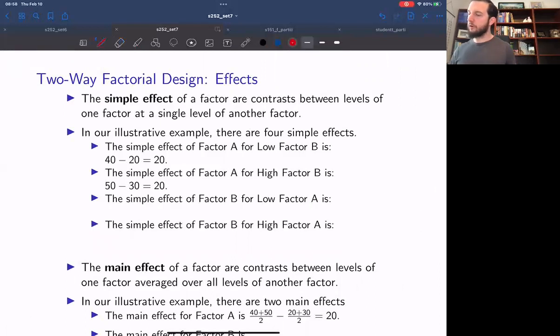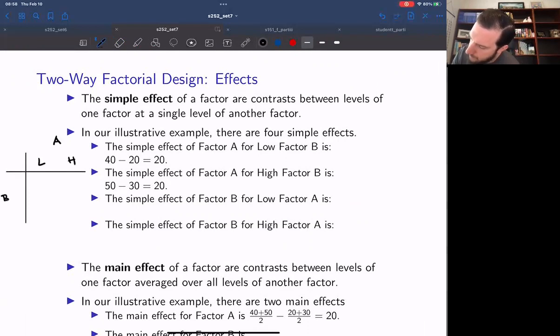The first term is the simple effect. The simple effect is just the difference in means between two levels, fixed at one level of the other variable. For example, I'm just going to sketch out the contingency table here for reference. We have A, low, high, and B, low, high.